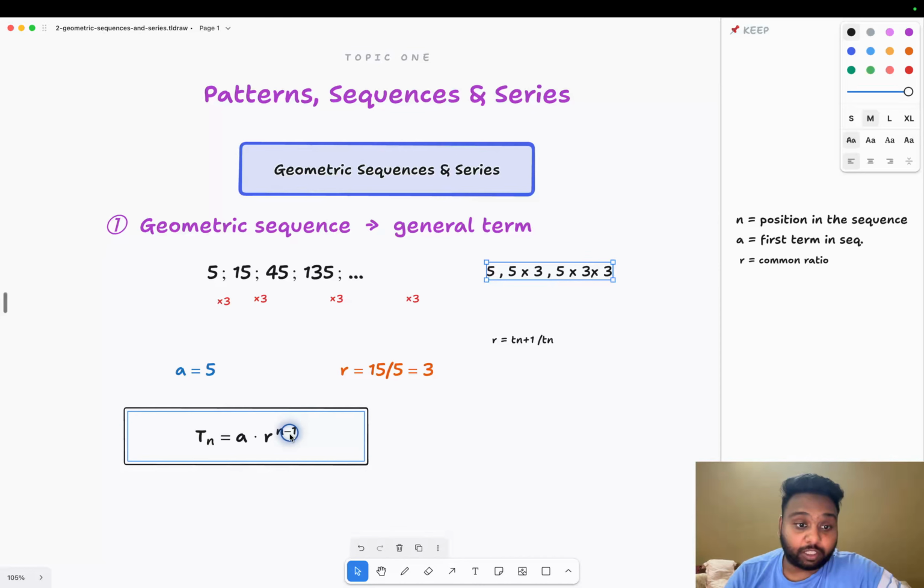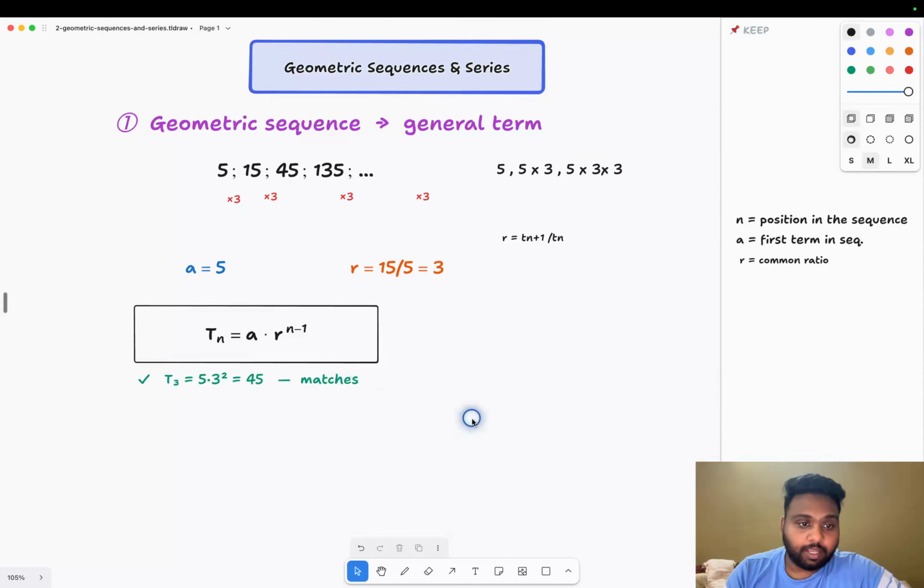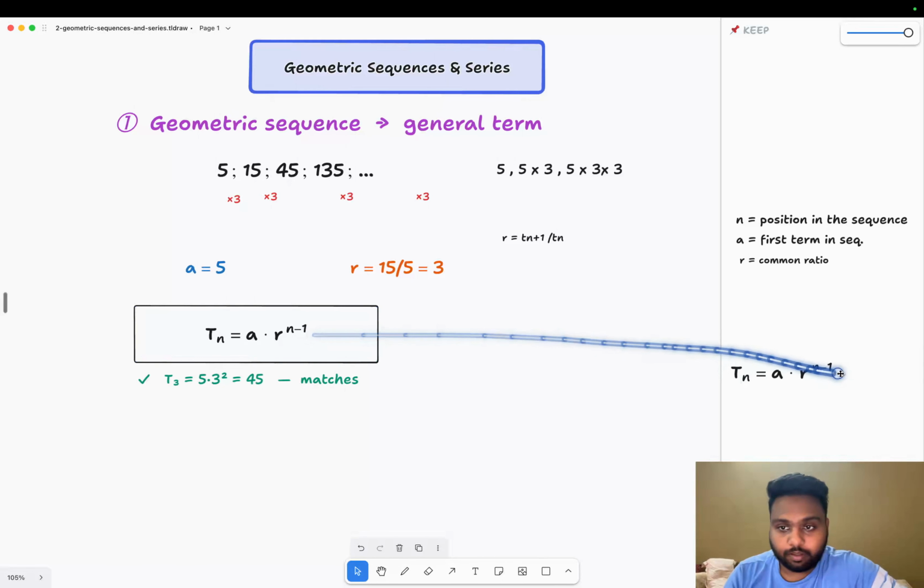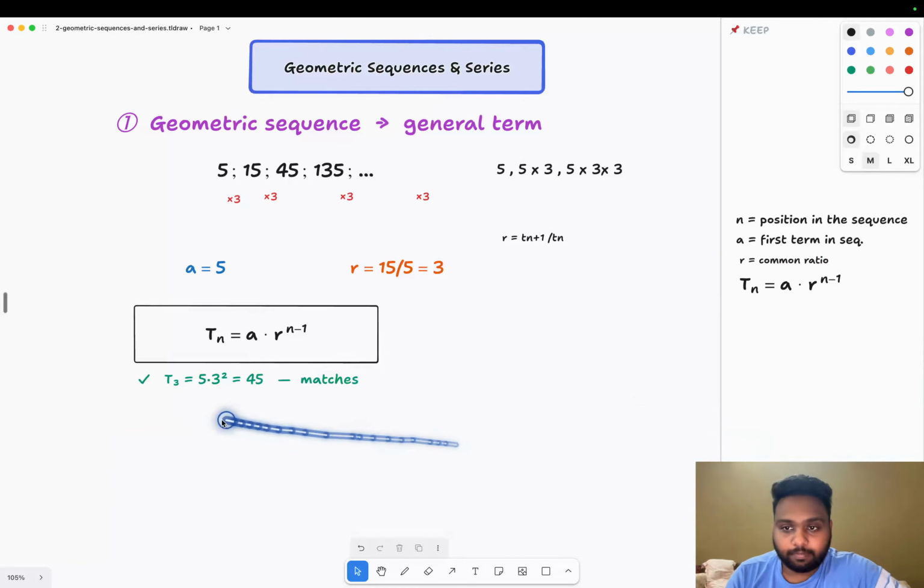And that's why we have the term T of n is equal to a multiplied by the common ratio to the power n minus 1. So for the first position, the power is going to be 0 and it is not going to be multiplied yet. T3 is equal to 5 times 3 squared, which is 45, matches. So we can do a sanity check for our formula to see if it is correct or not, and here it looks correct. Let me put this here so we can use it again and again.